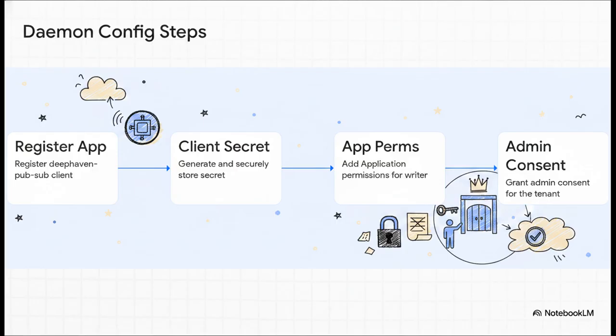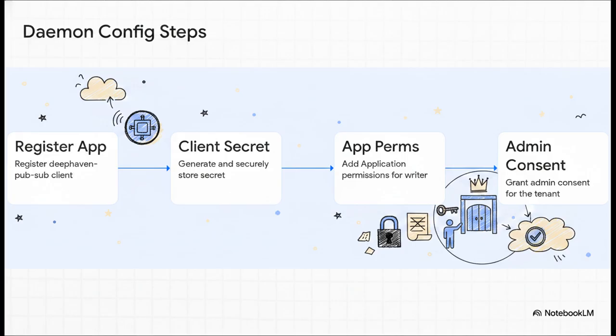Compressing the portal configuration for this confidential machine client, it takes 4 actionable steps. First, register the Deephaven Pub subclient. Second, generate and securely store a client secret. And hey, quick side note, never ever store this secret in your Git repository for the whole internet to find. Stick it in a secure vault or an environment variable.